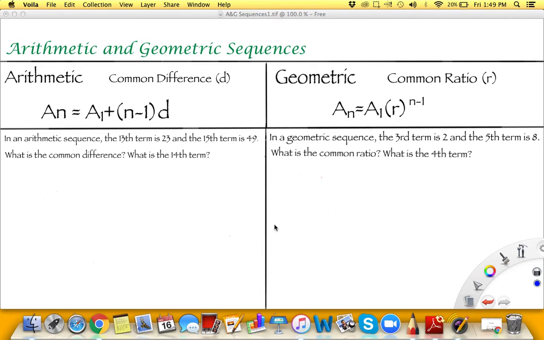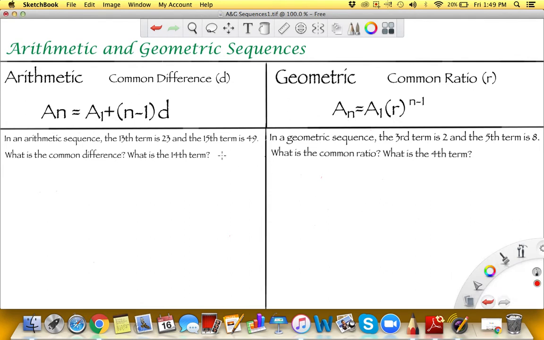So, we're still continuing to talk about arithmetic and geometric sequences, and we're going to get a little more in depth with these two examples. So, let's get right into it. The first example says in an arithmetic sequence, the 13th term is 23 and the 15th term is 49. We want to know what is the common difference, and then we want to find the 14th term.